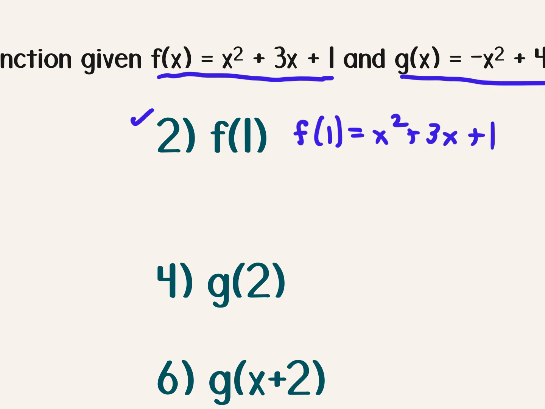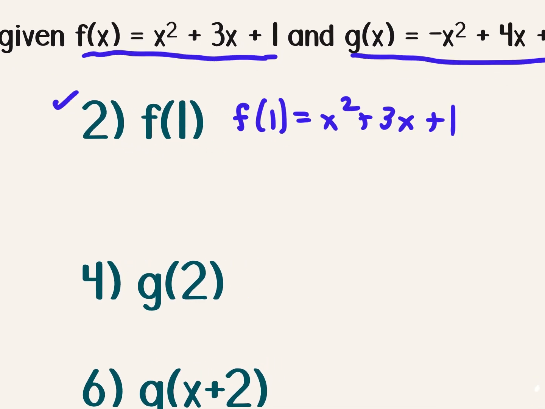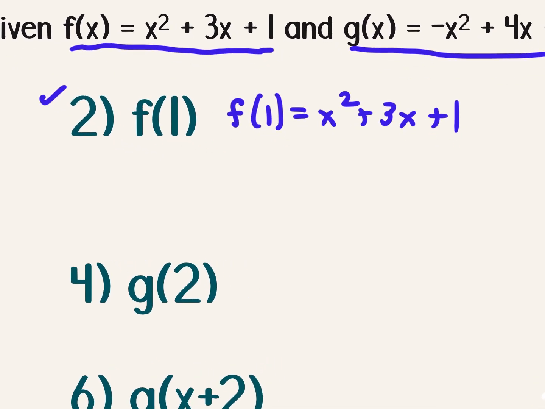This is in function notation. They're saying f of x. F of x is a fancy way of saying y. So what this question is asking you to do is plug in 1 for all of the x values you get and see what y equals. So instead of x squared and x, what number am I plugging in? 1. So I have 1 squared plus 3 times 1 plus 1.